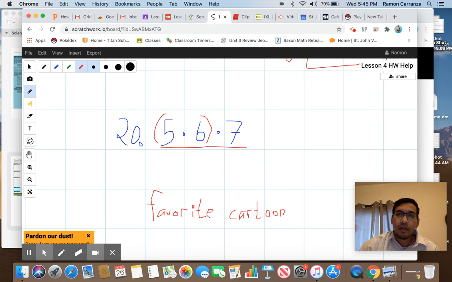So anyway, extra credit, write down your favorite cartoon, either now or from years past. And that is your homework for today.